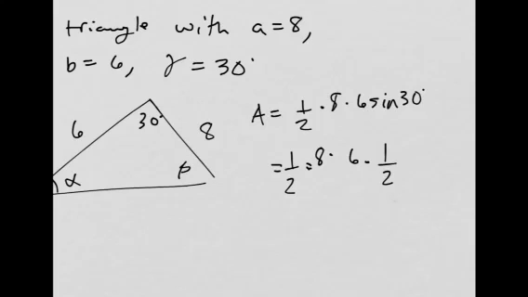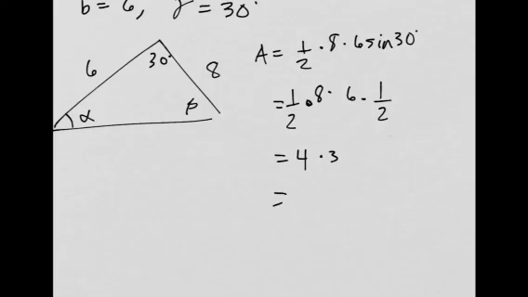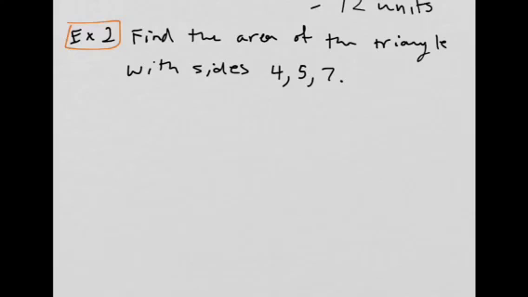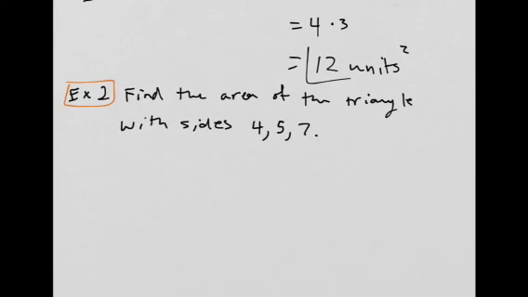8 times 1/2 is 4. 6 times 1/2 is 3. So this would be 12 units squared, 12 square units. I don't care if you write the units because they don't give you units. Example number 2, well, that's the answer for number 1.